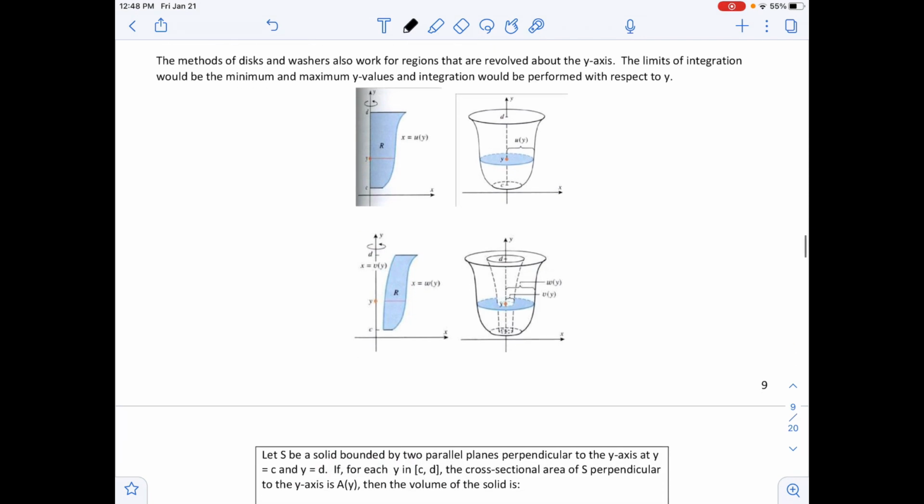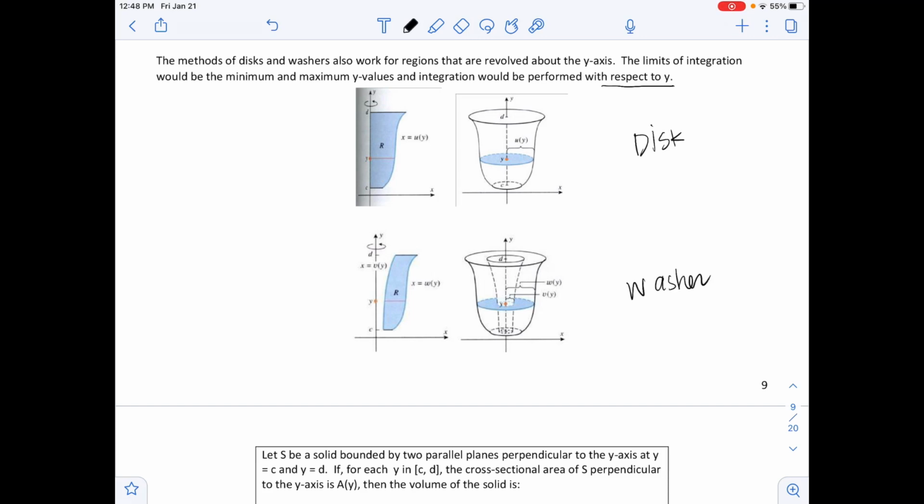So the methods of discs and washers also work for regions that are revolved around the y-axis. And so it says the limits of integration would be the minimum and the maximum y values, and the integration would be performed with respect to y. So we'd be able to do the same thing. And again, this is an example of a disk. And this is also an example of a washer.